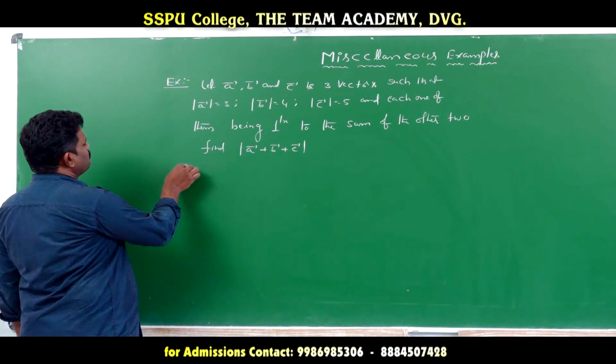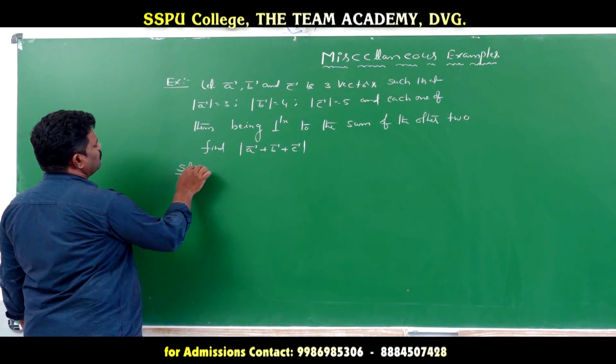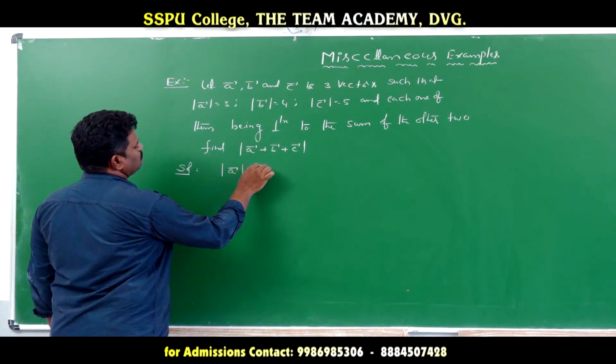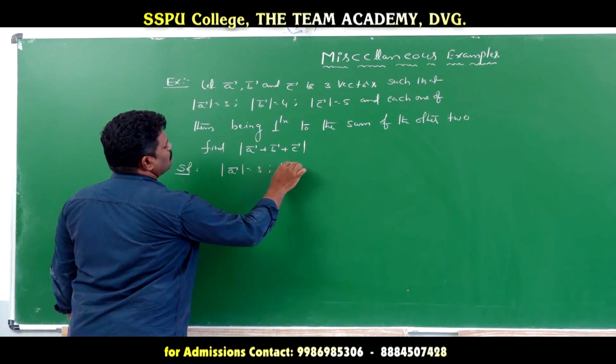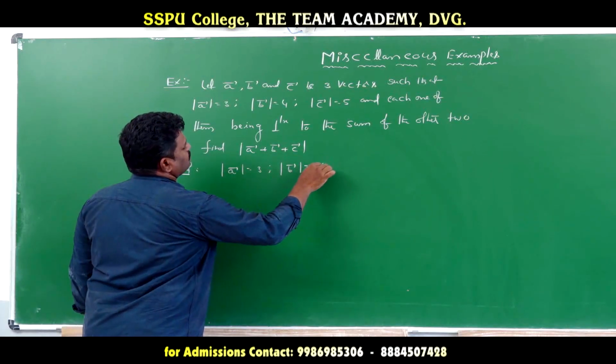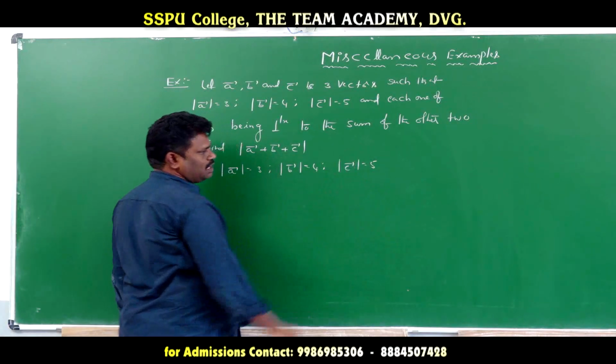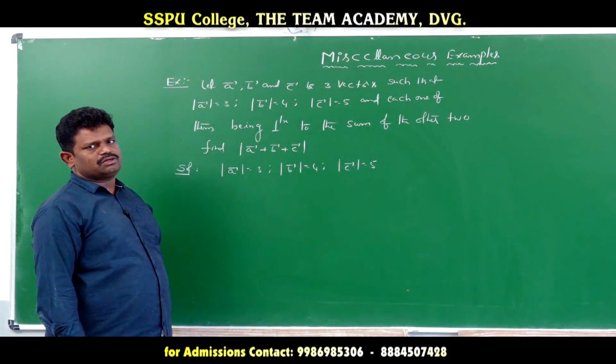So first, let's write the given conditions. What are the given values? Magnitude of A bar is equal to 3, magnitude of B bar is equal to 4, and magnitude of C bar is equal to 5. So each vector's magnitude is given.